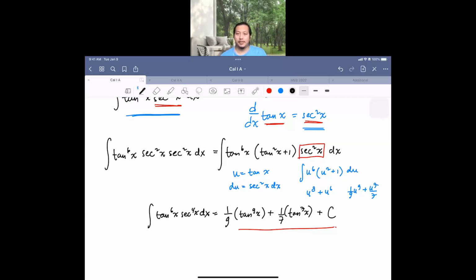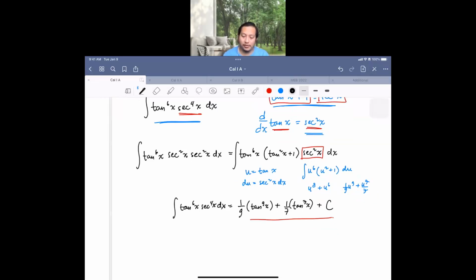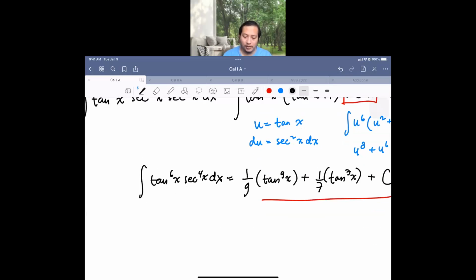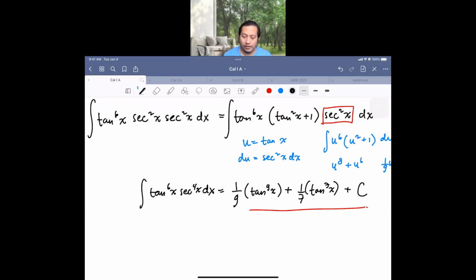Okay, that's the first case. The first case is directly changing the secant squared with the tangent squared plus 1, and then we see connections, and our goal is to cancel the secant squared x. That's the case for this example. And you're going to see this pattern from the question itself. You see that we have tangent with power of 6, secant with power of 4. It's an even number, right?